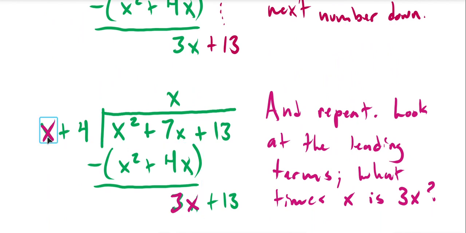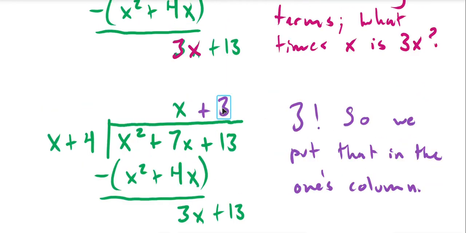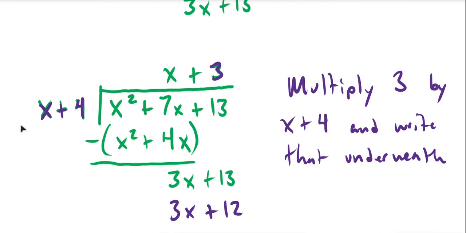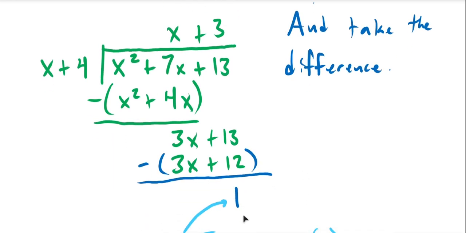Again, only looking at the leading terms. How many times does x go into 3x? Or what do I need to multiply x by to get 3x? And the answer is just 3. So I multiply 3 then by x plus 4. 3 times x plus 4 is 3x plus 12. And then taking the difference, we get 1. We've reached the end. There's no more polynomial left.